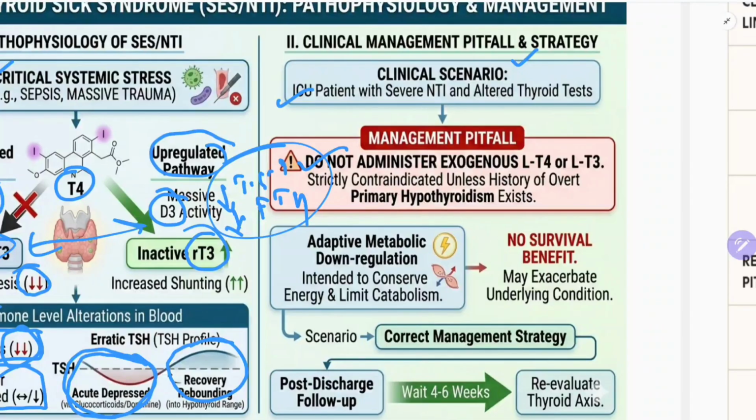Strictly contraindicated unless there is a history of overt primary hypothyroidism. It is an adaptive metabolic downregulation intended to conserve energy and limit metabolism. So there is no survival benefit, and it may exacerbate the underlying condition.